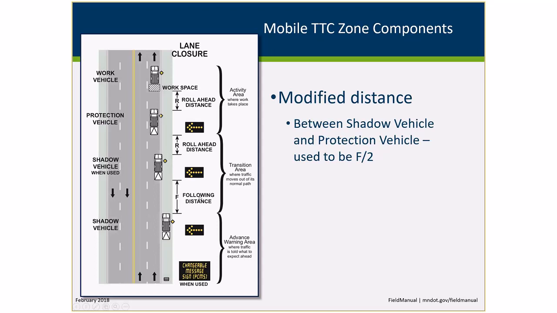We had following distance defined as f, but what is f/2? It's half the following distance, and why is that better than something else? So in our discussion, we decided that the roll-ahead distance is the appropriate distance to have between the shadow vehicle and the protection vehicle, and that's a big change that was made to the mobile layouts, and that's reflected on all of our mobile layouts throughout the document.